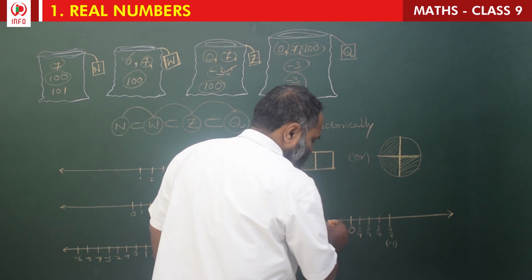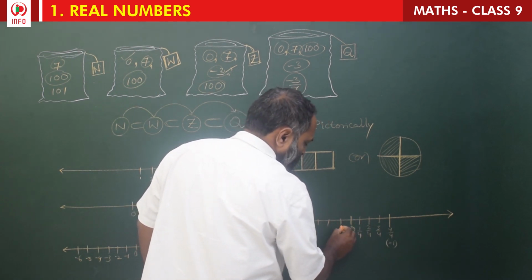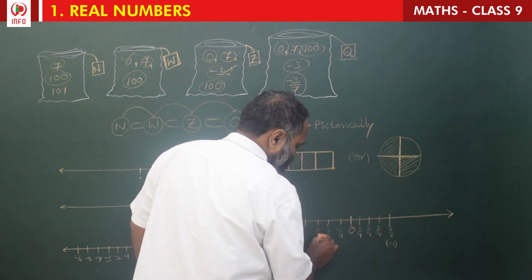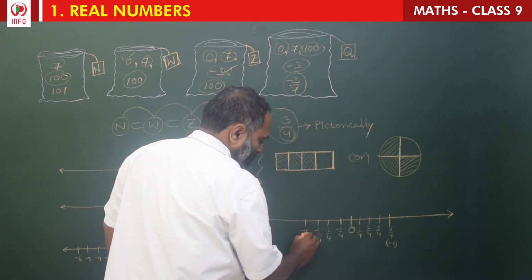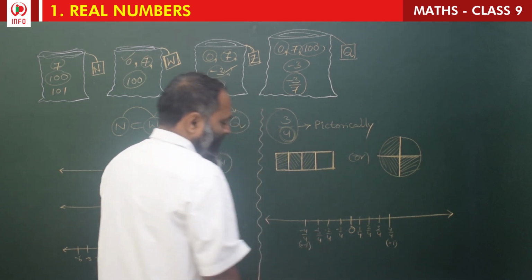Then after that, on the left side, minus 1 by 4, minus 2 by 4, minus 3 by 4, minus 4 by 4, which is minus 1.